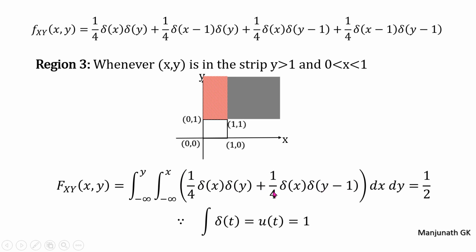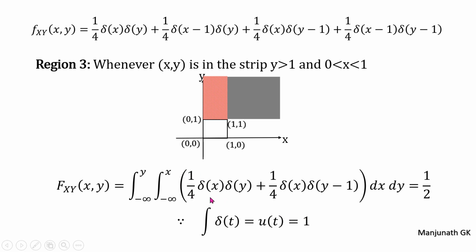1 by 4 and 1 by 4 are constants, they have been taken outside. And we know one identity: integration of the unit delta function gives a unit step function. Always the unit step function is 1. Integration of delta of x and integration of delta of y equals u of x and u of y. 1 into 1 gives 1.